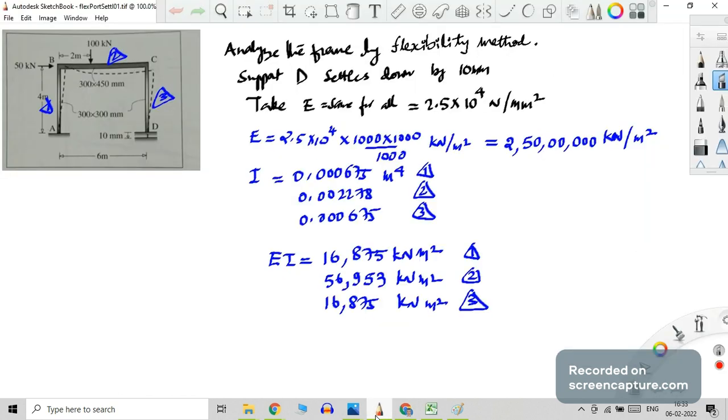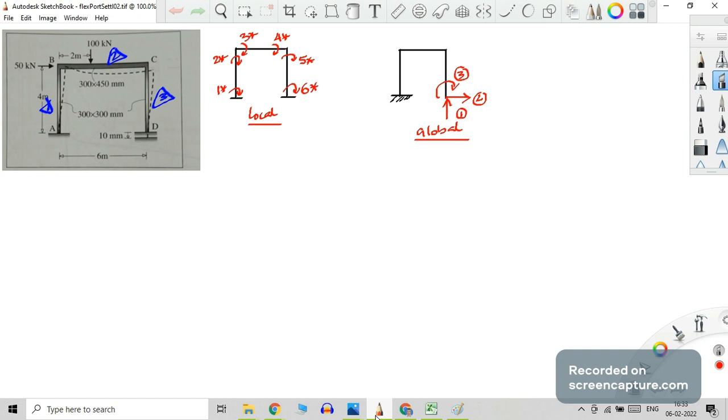I will explain further. See the global coordinates I have selected. I have removed D, and the global coordinates are 1, 2, 3. So 1 is vertical, corresponding to the vertical reaction at D. 2 is the horizontal reaction possible at D. And 3 is the moment reaction possible at D. So in this particular problem, our support settlement of 10 at D is directly along coordinate number 1.